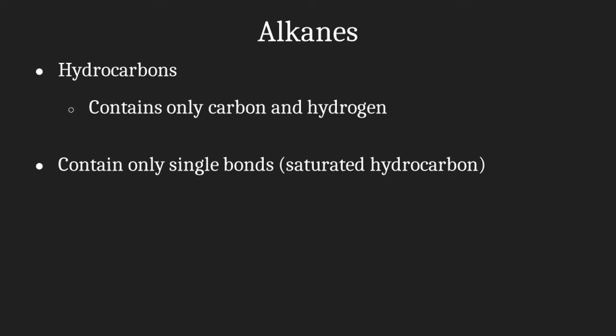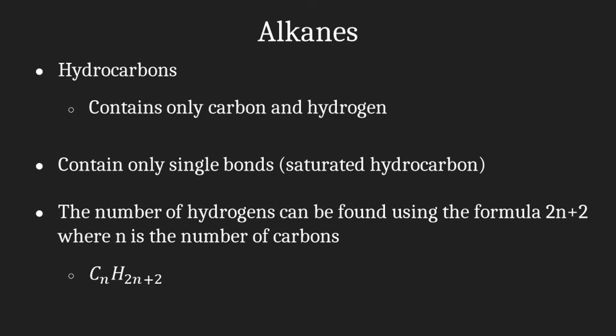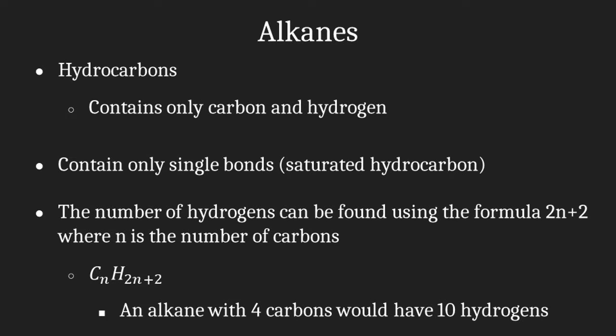And since there's only single bonds, we call this a saturated hydrocarbon, meaning no other elements could be added to it without removing something else. And since there's only single bonds and carbon and hydrogen, we actually use a formula to determine how many hydrogens there are. That formula is CnH2n+2, meaning the amount of hydrogens is equal to twice the amount of carbons plus 2. For example, an alkane with 4 carbons would have 10 hydrogens, because 2 times 4 is 8, and then adding another 2 is 10.